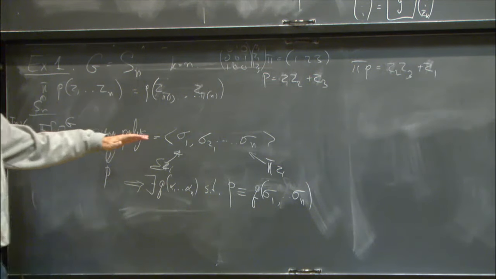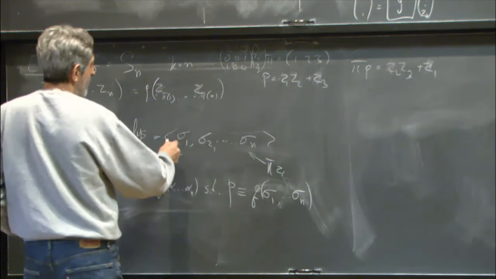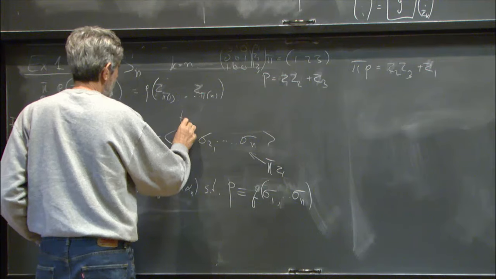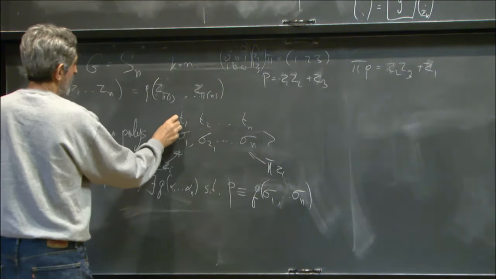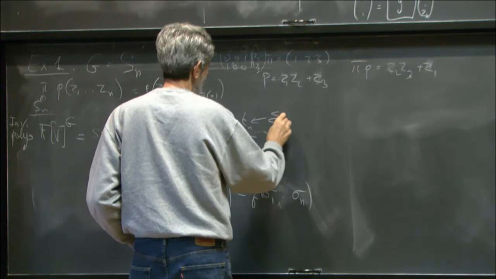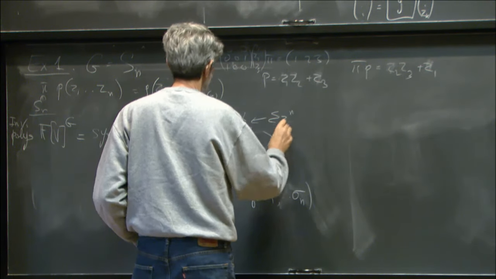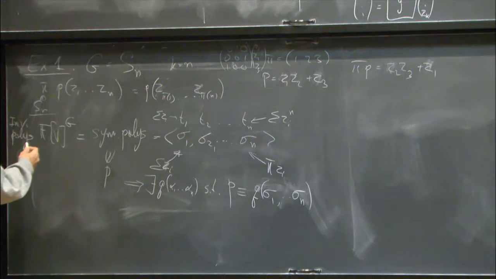So this is one generating set for the symmetric polynomials. You all know that you can take others. You can take here the traces t1, t2, to tn, where t1 is still the sum of the zi, but tn is the sum of the zi to the n. So the sums of powers also happen to generate the symmetric polynomials. This is the main object of study of invariant theory.